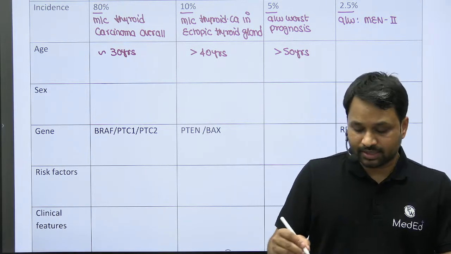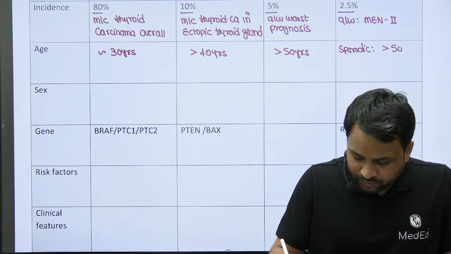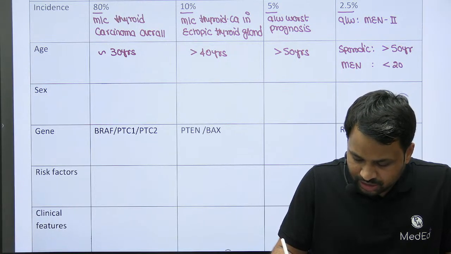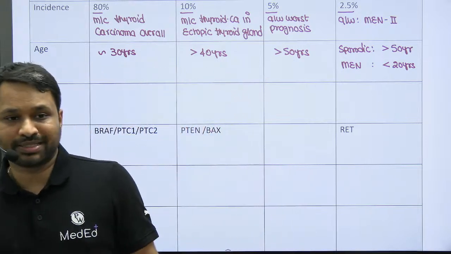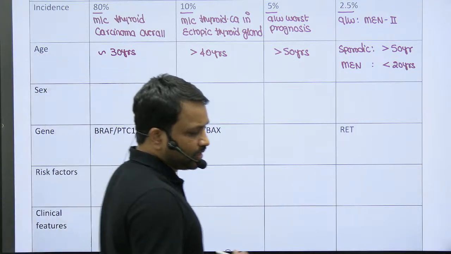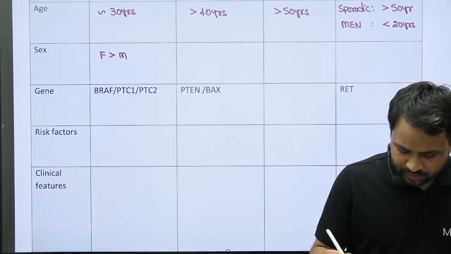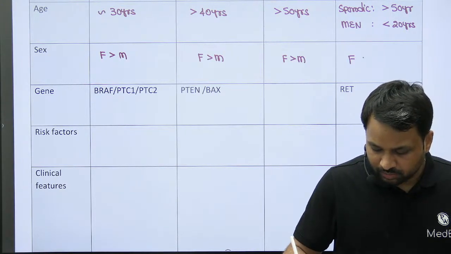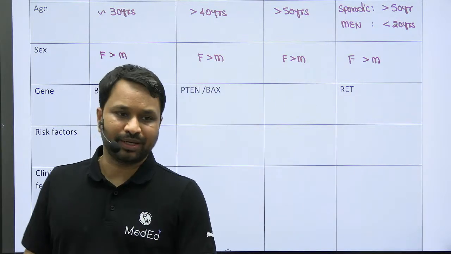Whereas medullary cancer thyroid, if it is sporadic, that means in the general population, will be seen in age above 50 years. But if it is associated with MEN syndrome, it will be seen in age under 20 years. So with associated MEN syndrome, you have a very early age of presentation. Otherwise, you'll see it in age above 50 years. All these malignancies, irrespective of type, are more common in females when compared to males, be it papillary, follicular, anaplastic or medullary.